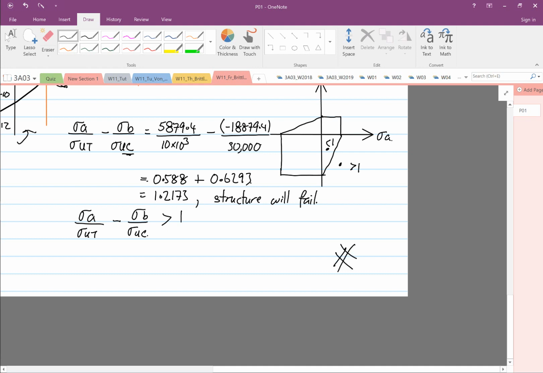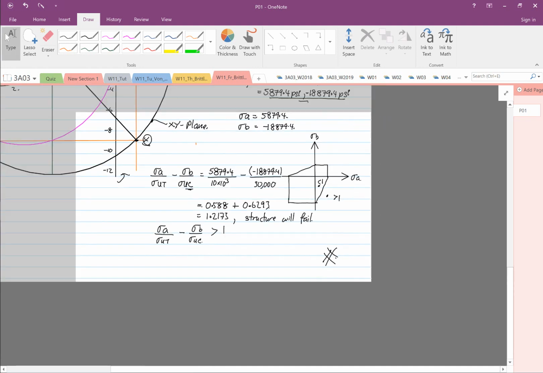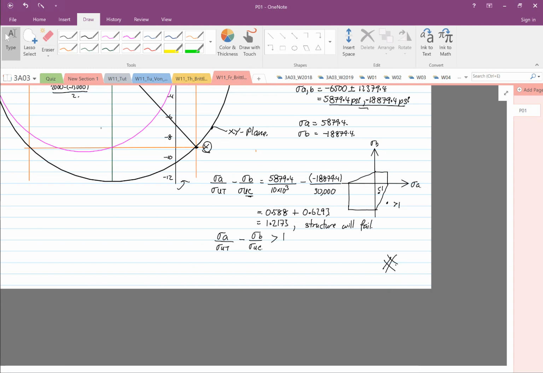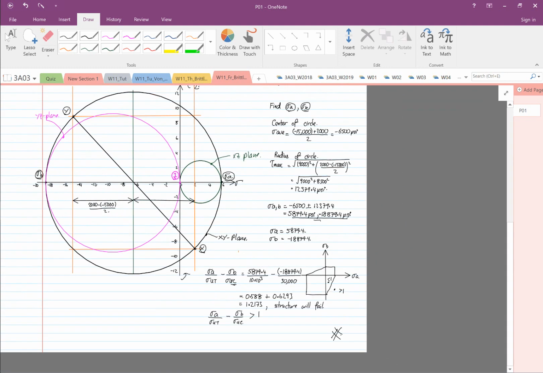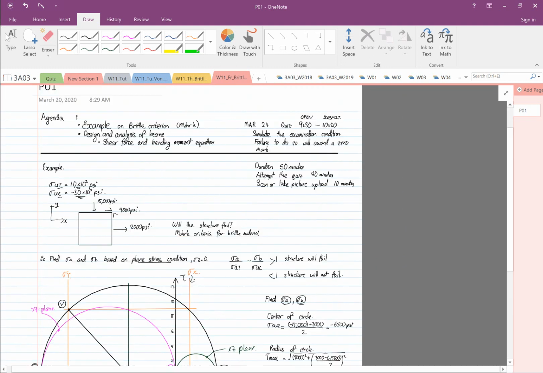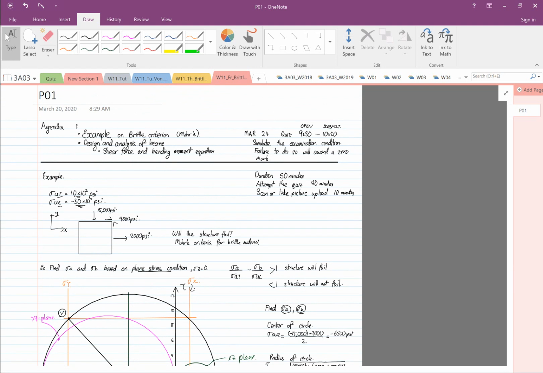So we have just covered three criteria. With these three criteria, we can design our structure. The two criteria that we have used are for ductile material, and Mohr's is for brittle. Okay, so I'm going to stop here now. Then we're going to start on a new lecture on design analysis of beam.